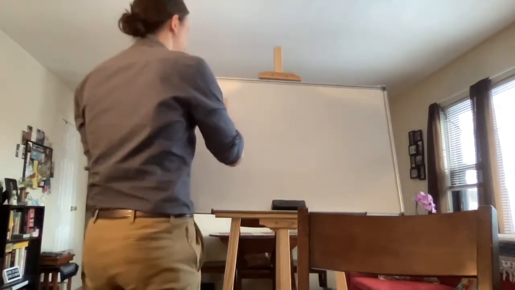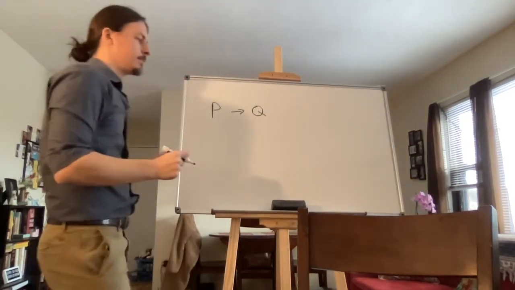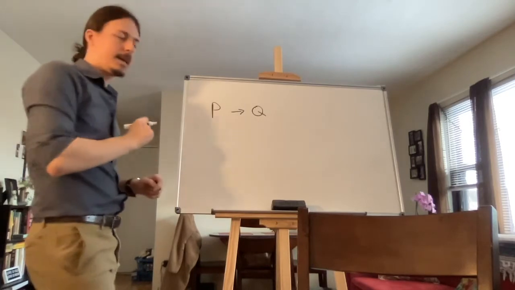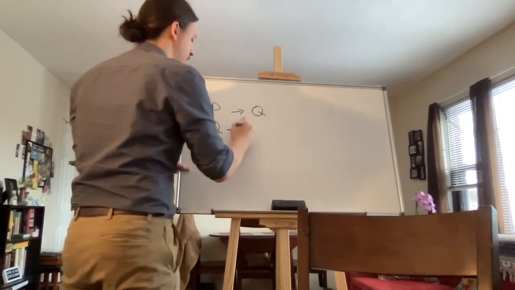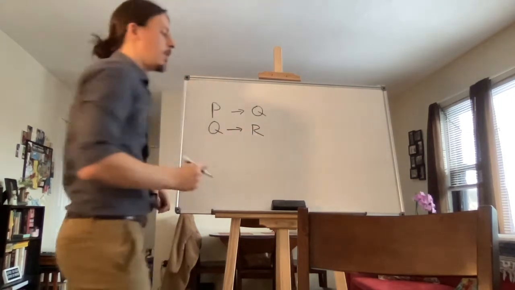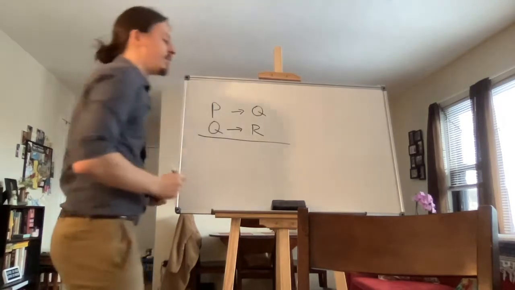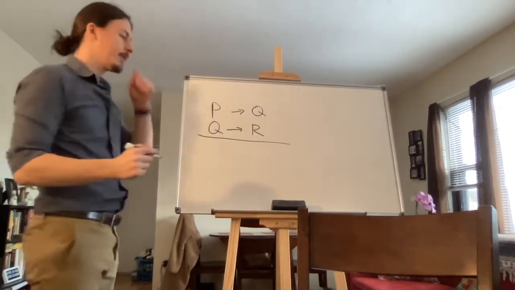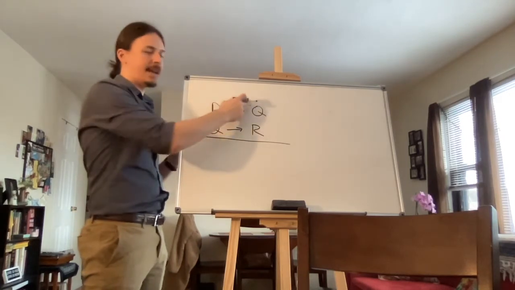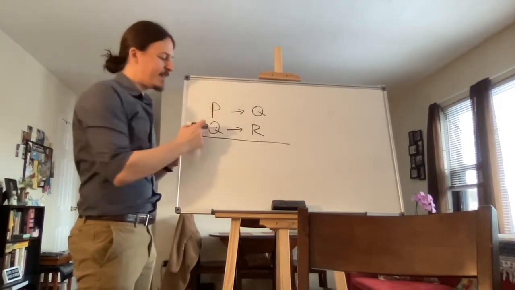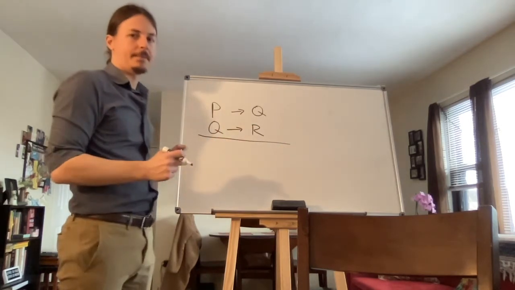So you say, okay, if P, then Q. So it's a conditional statement. All right, we got that. Then in the second premise, you say, if Q, then R. So we've introduced a third variable. What follows from that? Right, so you're saying, if this first thing happens, then a second thing is going to happen. And if that second thing happens, then the third thing is going to happen.